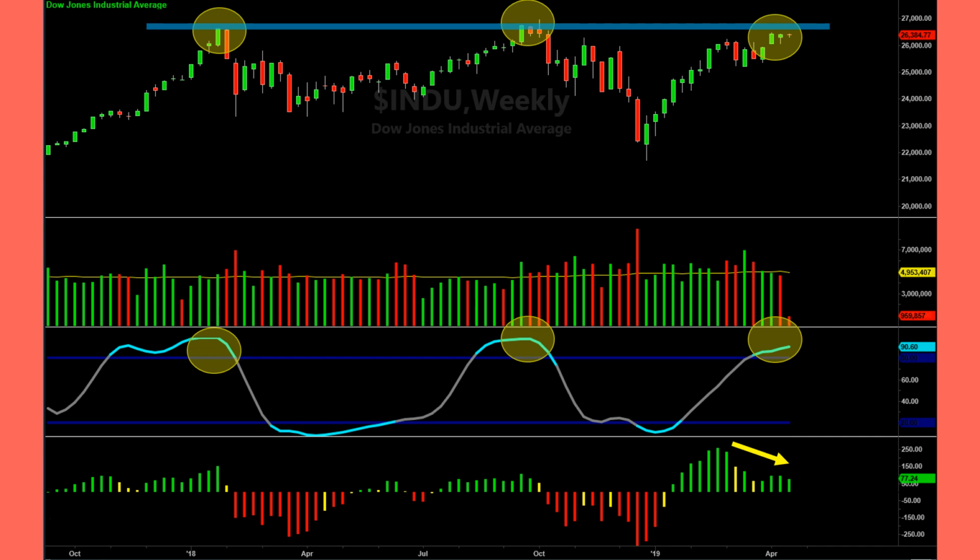Now here, if you look at the bottom quadrant on the screen, this is our histogram for our MACD. The actual MACD oscillating lines are not here on this chart. I didn't want that to be a distraction. What we can see is a weakening histogram, which is another bearish sign on the Dow Jones Industrial Average MACD, I should say.